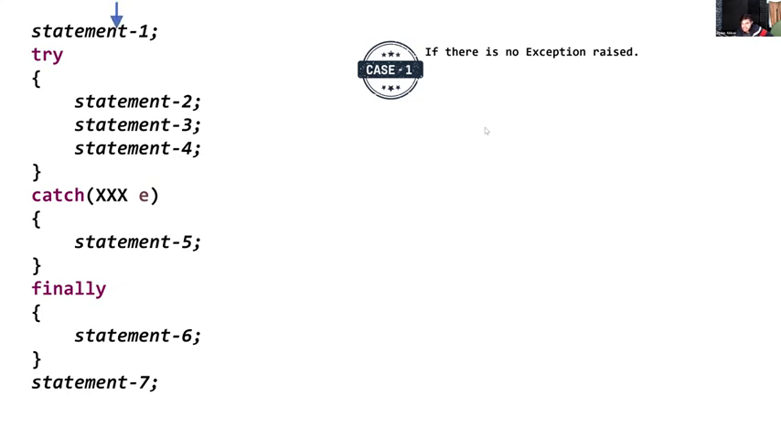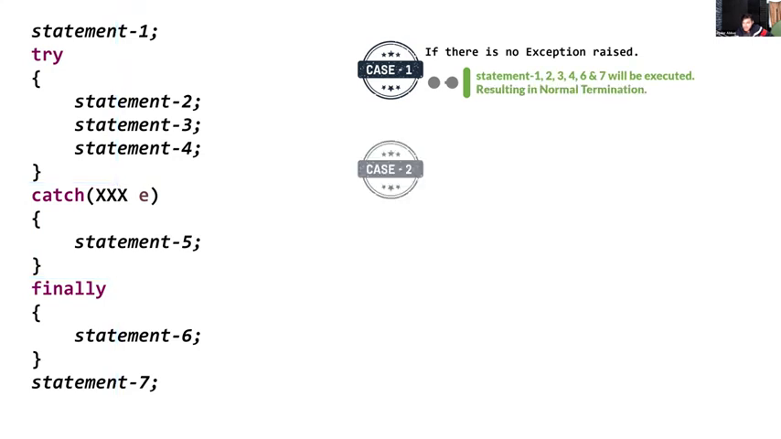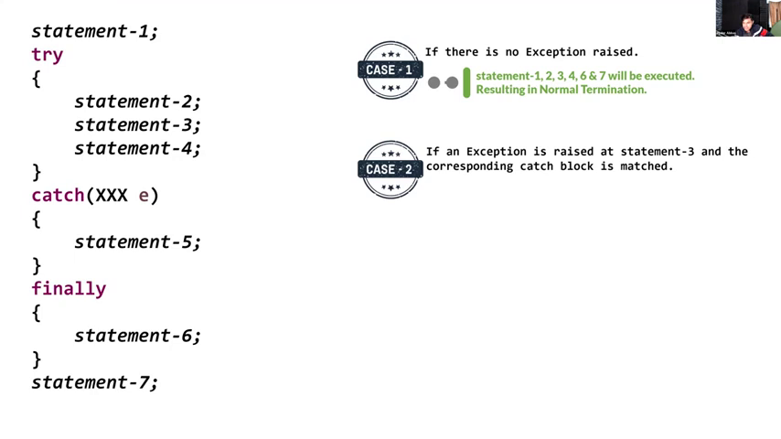Question number 2. In the chat, everyone answer, guys. If there is an exception at statement number 3, what all will get executed? 1, 2, 3, 5, 6, and 7. The corresponding catch block is matching, so 6 and 7 also. Wonderful answers from all of you. 100% right.